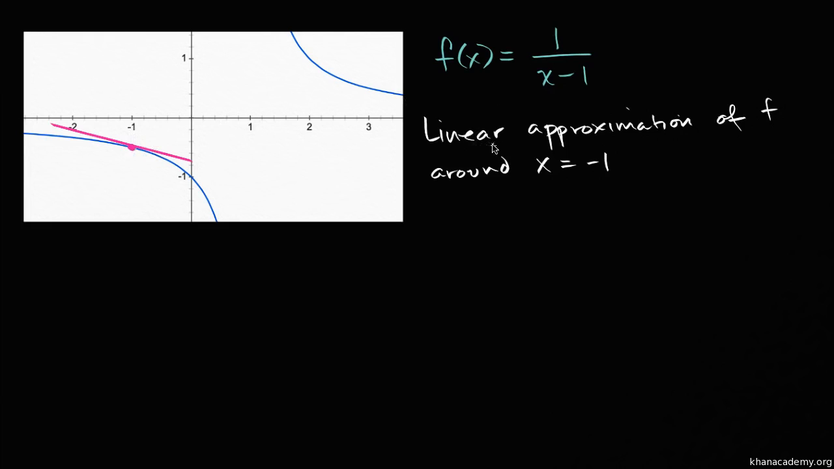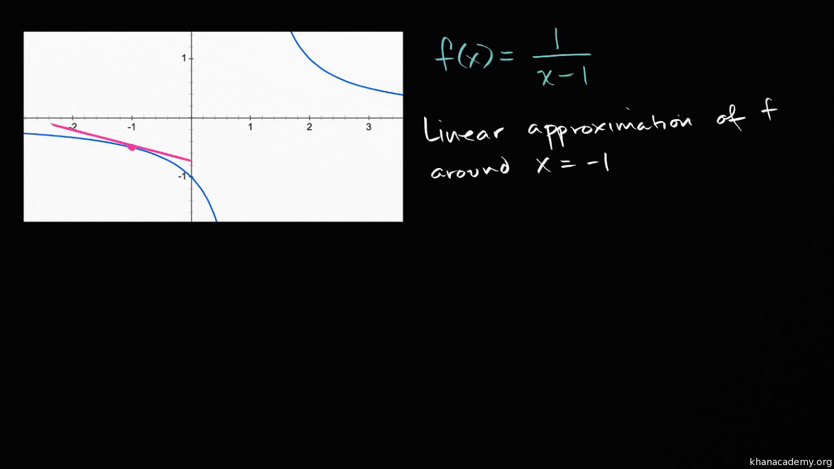So when people say, hey, find a linear approximation of f around x equals negative 1, or if they say, which of the following is the best approximation, and all of your choices are lines, well, essentially they're asking you to find the equation of the tangent line at x equals negative 1.